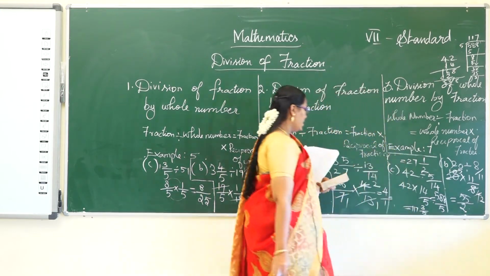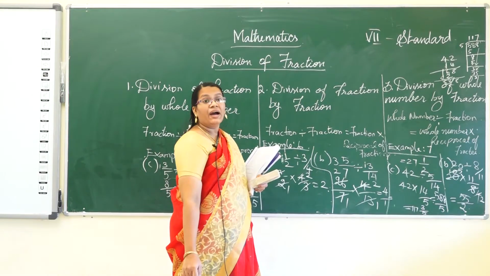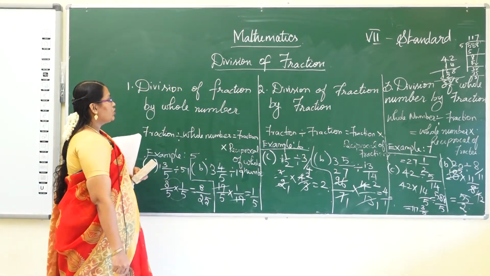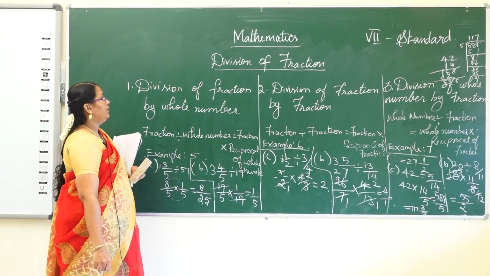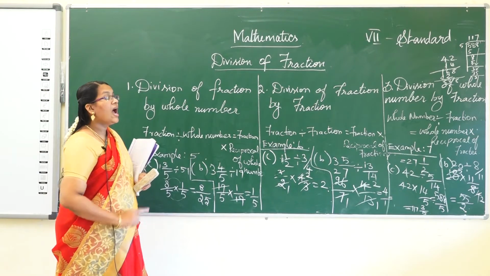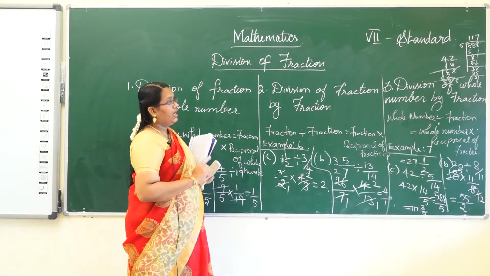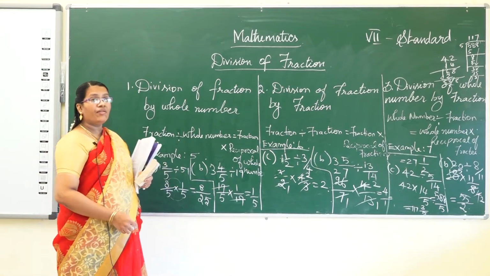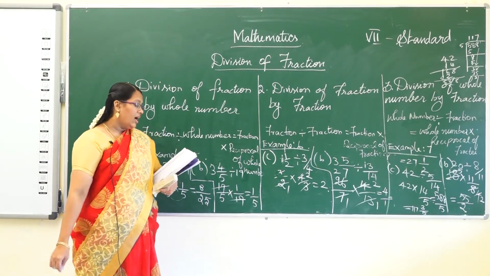The value is 117 by 5... the answer is 3 by 5. I hope you all understood the three concepts: division of a fraction by a whole number, division of a fraction by a fraction, and division of a whole number by a fraction. I hope you all understood the examples also. If you have any doubt, ask me. I will explain again to you all.